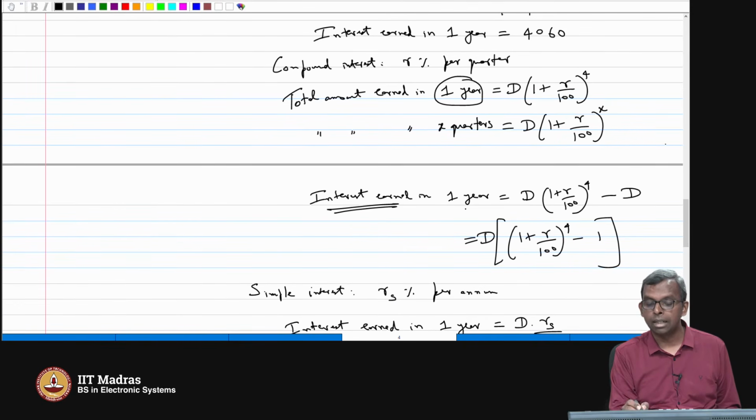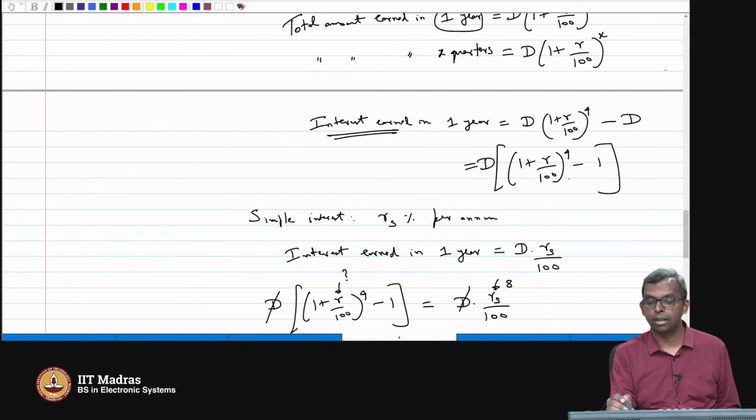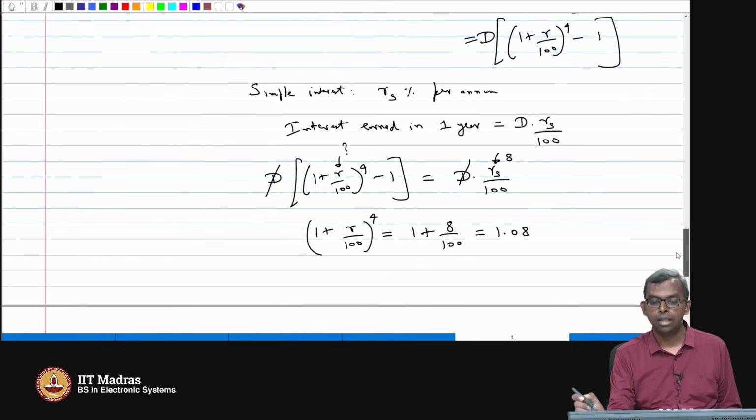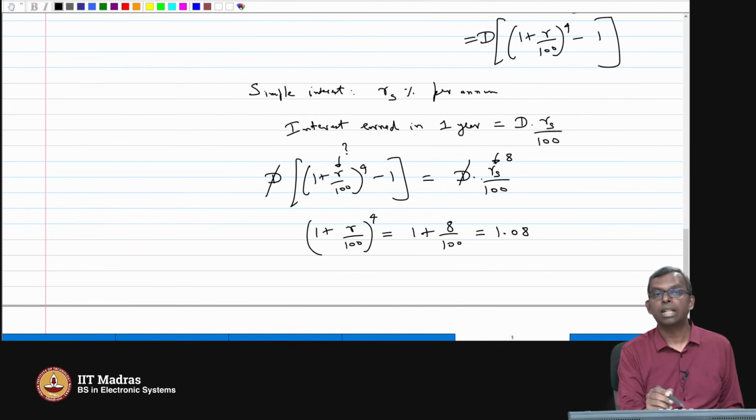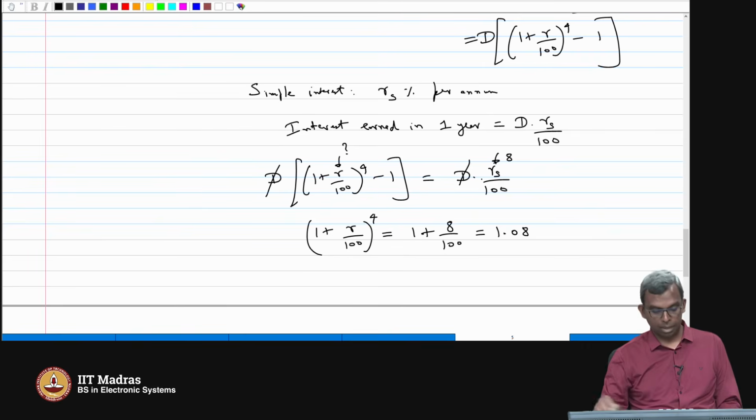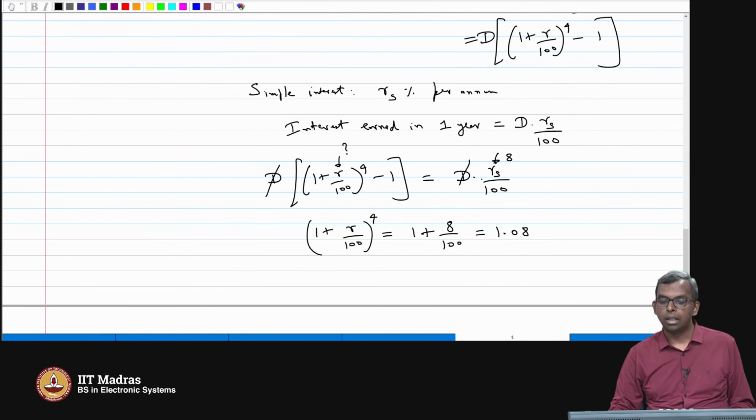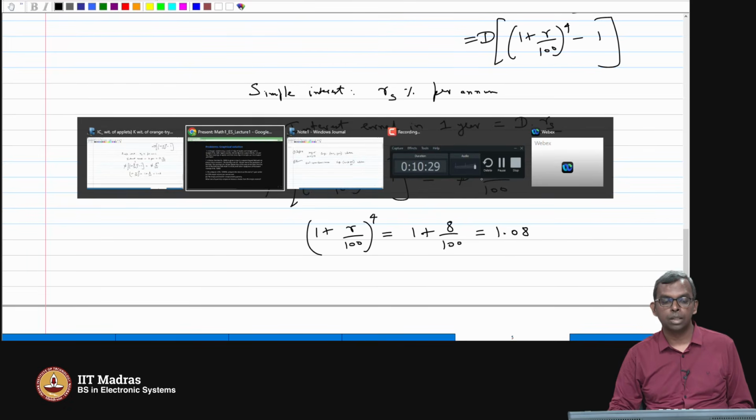And then the interest earned in 1 year is, you have to subtract the D from that. So you get this formula, and then we saw simple interest is 8 percent, and you got a certain interest earned. You equate these two, you finally end up with this equation, right? So let's see if we can solve this equation graphically. (1 plus R by 100) raised to the power 4 equals 1.08. Okay, so let's do that.